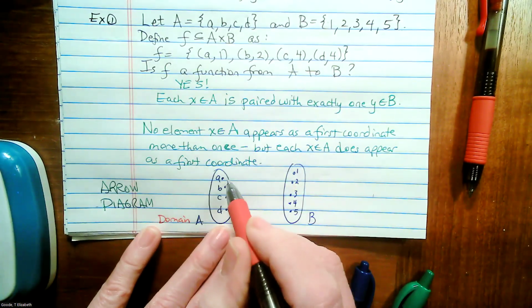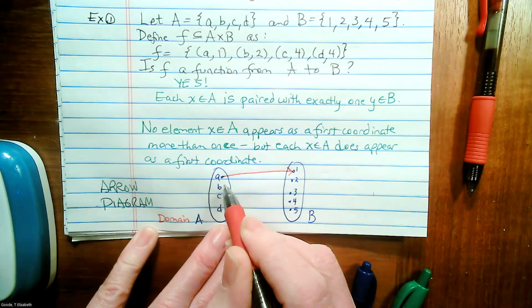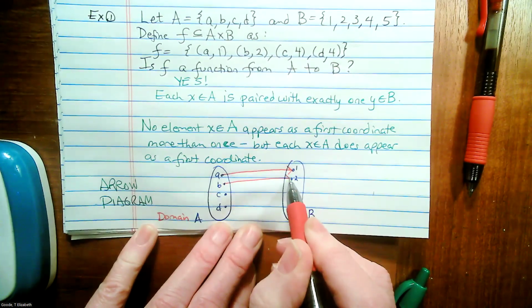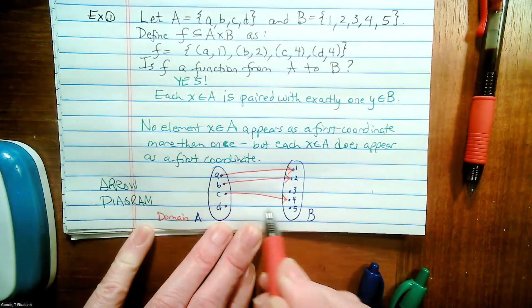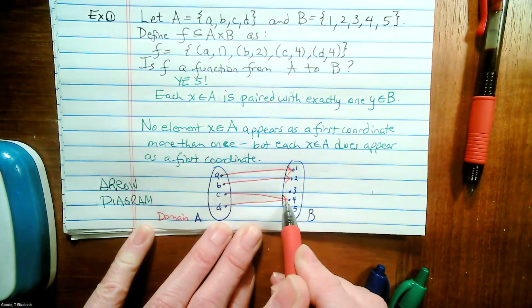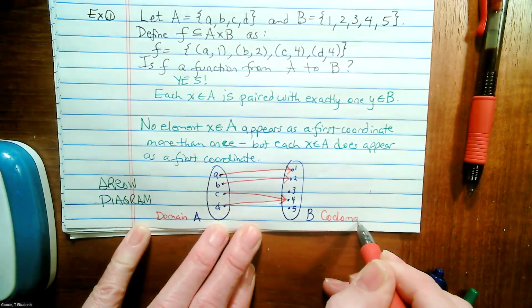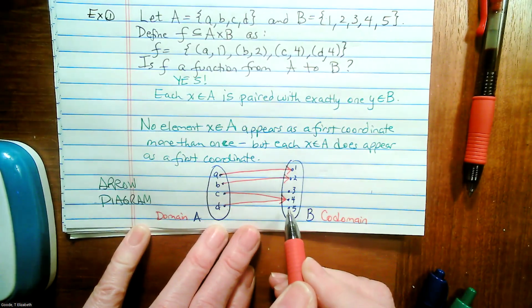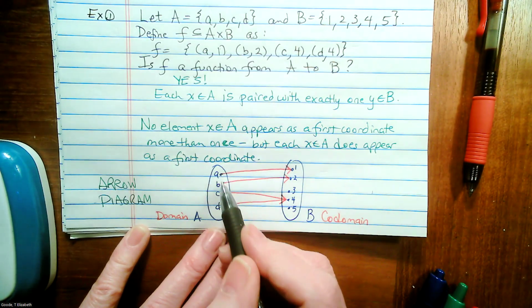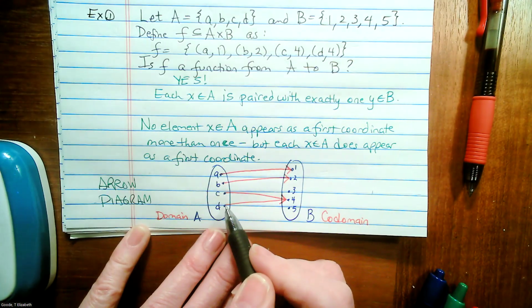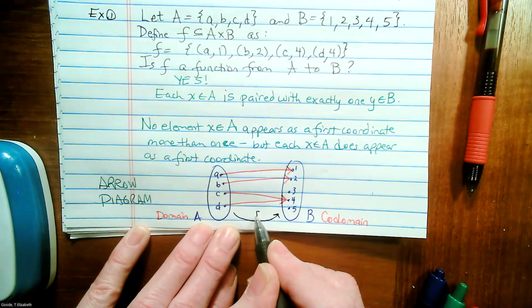So a goes to 1, so we would draw an arrow from a to 1. b maps to 2, so we draw an arrow from b to 2. c maps to 4, and d maps to 4. Make sure you put the heads on your arrows. It's okay that two arrows hit the same element over here in the codomain. We just don't want two arrows to come out of the same domain element.